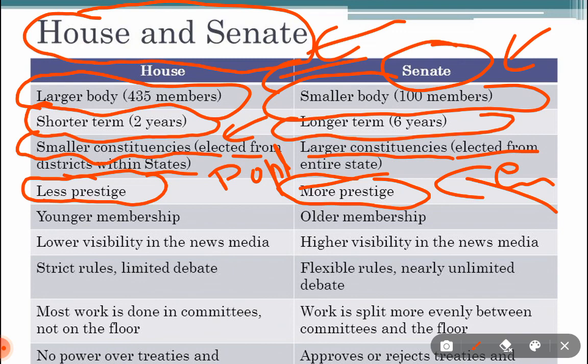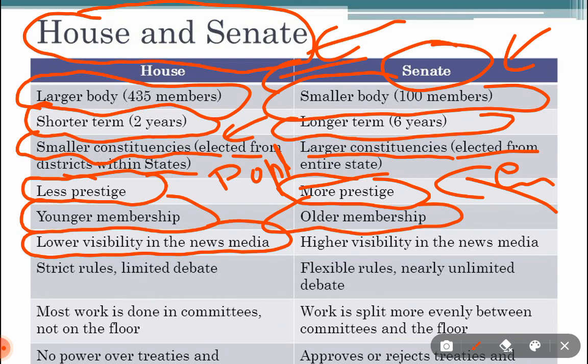Whereas House members have younger membership. The members are usually younger, whereas senators have older membership. They are basically thought to be the sages, the wise guys who actually decide the policy matters of the United States. The House has lower visibility in the news media, as we just discussed, whereas the Senate has higher visibility in the news media, because senators are looking after foreign policy and all those things. So those are very important issues when it comes to media.